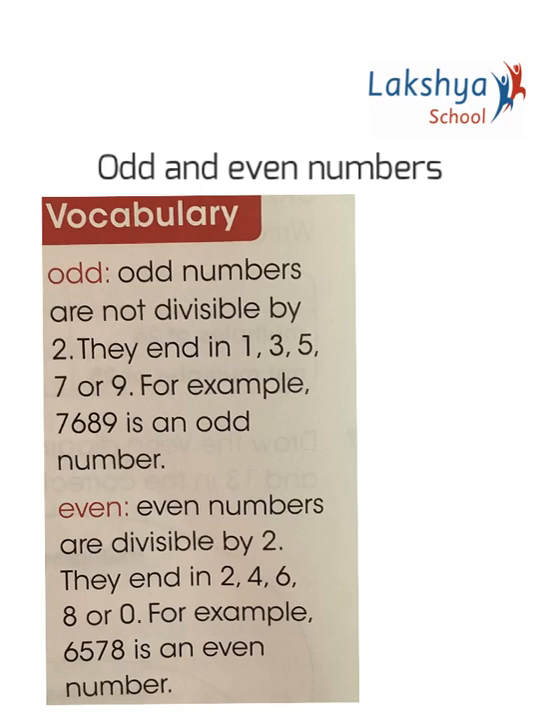So, what is even? Even numbers are divisible by 2 and they end in 2, 4, 6, 8 or 0. Example, 6578 is an even number because it ends with an even number, even though it has odd numbers in between.